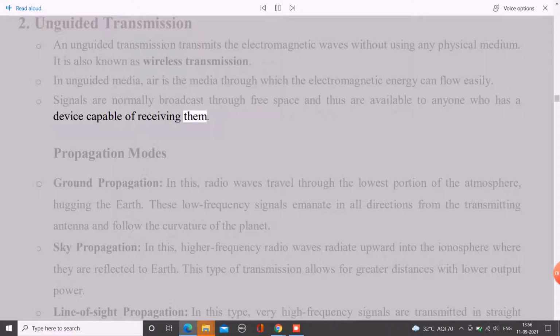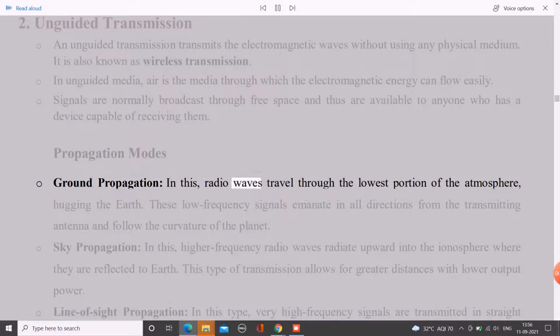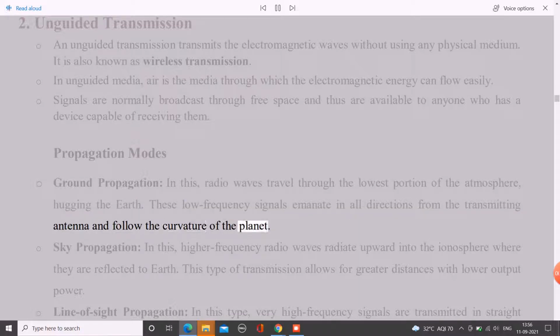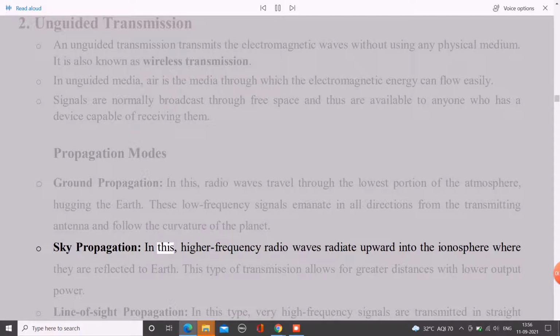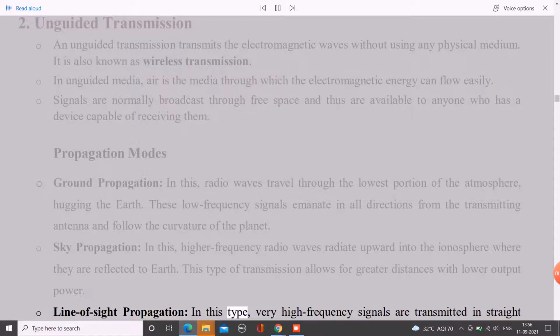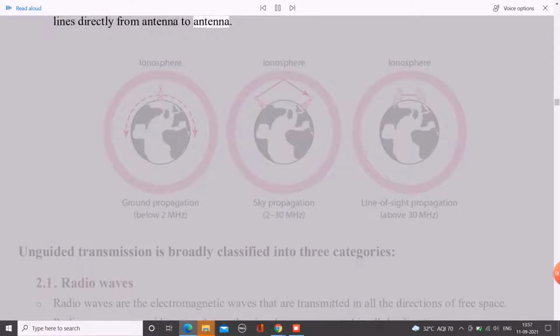Propagation modes. Ground propagation. In this, radio waves travel through the lowest portion of the atmosphere, hugging the Earth. These low-frequency signals emanate in all directions from the transmitting antenna and follow the curvature of the planet. Sky propagation. In this, higher-frequency radio waves radiate upward into the ionosphere where they are reflected to Earth. This type of transmission allows for greater distances with lower output power. Line-of-sight propagation. In this type, very high-frequency signals are transmitted in straight lines directly from antenna to antenna.